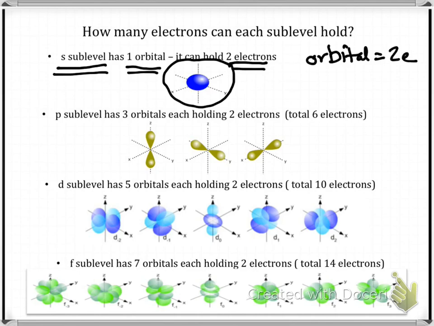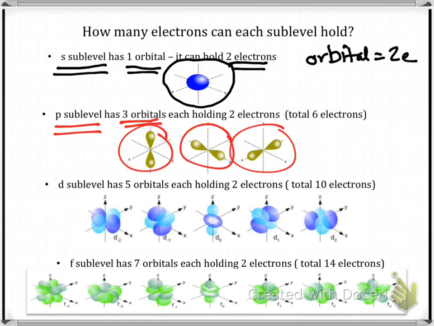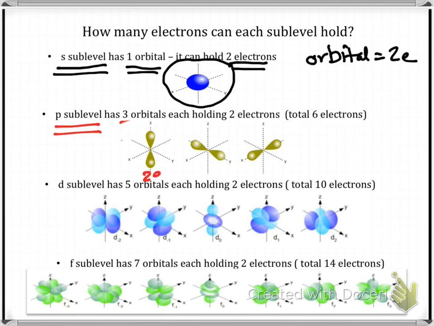Okay, now looking at the P. The P sublevel has 3 orbitals. You can see this is P and this is P, and this is P. Okay, we have one P on the x-axis, one P on the y, and one P on the z. We call this Px, Py, Pz. So there's 3 different clouds. This P can hold 2 electrons, this one can hold 2 electrons, this one can hold 2 electrons, so the total number of electrons in the p sublevel is 6.